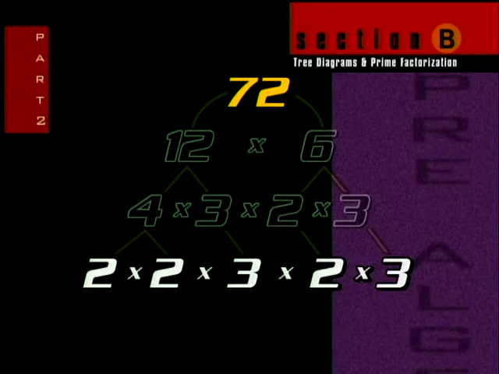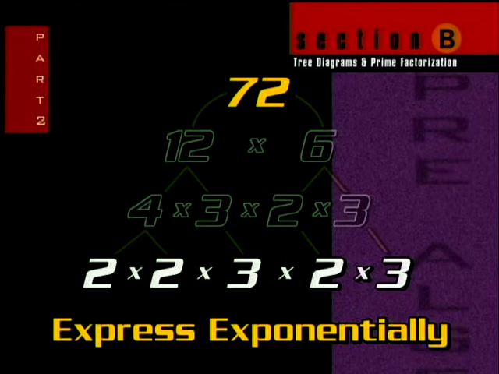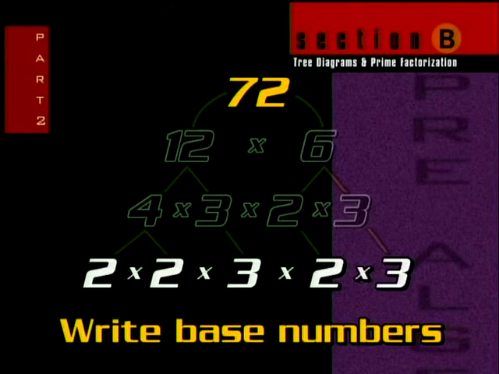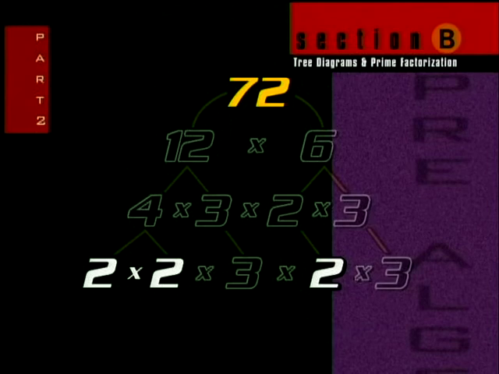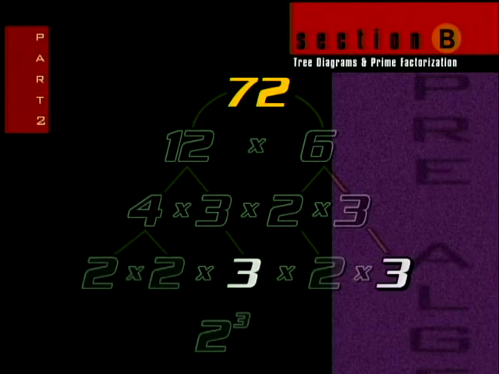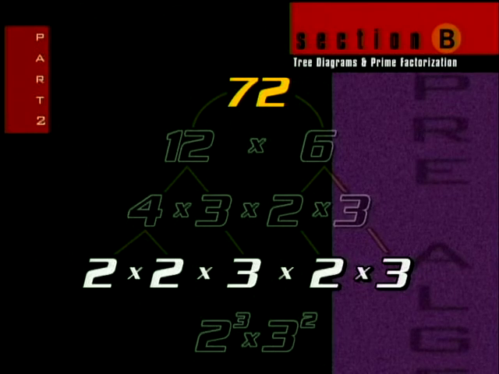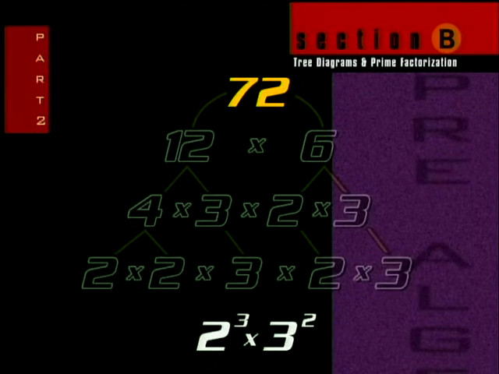Notice we're now at the point where we have all prime numbers. The next step is to express those numbers exponentially. In other words, to write them as base numbers with exponents. Since we have 3 2's, that gives us 2 to the third power, or 2 cubed. And we have 2 3's, so we have 3 squared. That means the prime factorization of 72 equals 2 cubed times 3 squared.